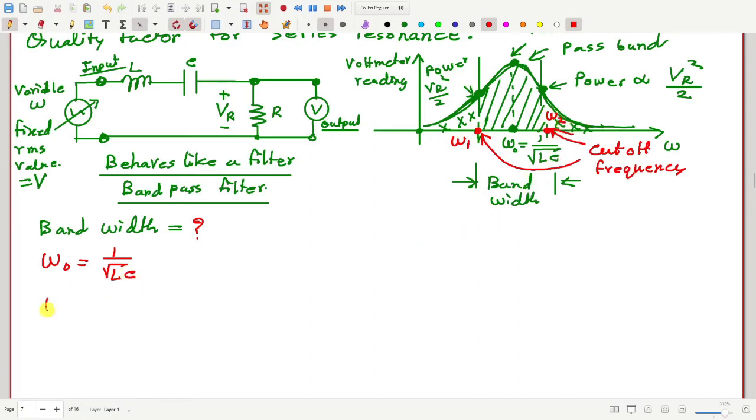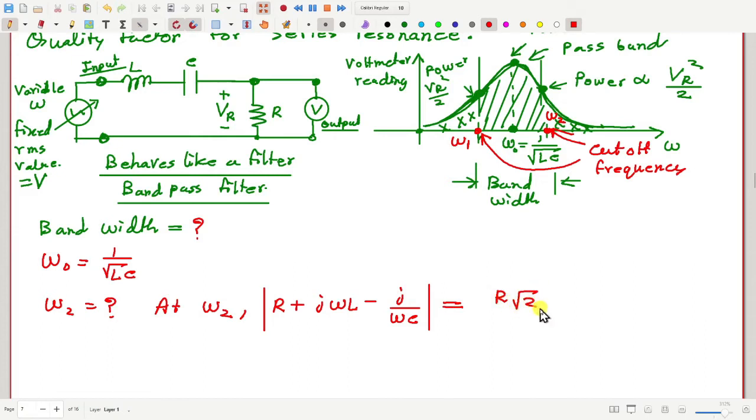then how much is W2? Let us find out. At W2, the total impedance of this RLC circuit, R plus j omega L plus 1 by, or minus j by omega C, should be how much? This should be R times root 2. Why?